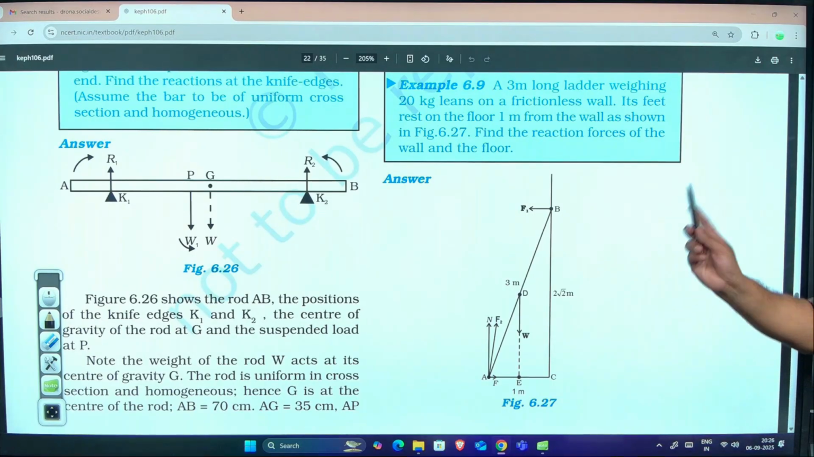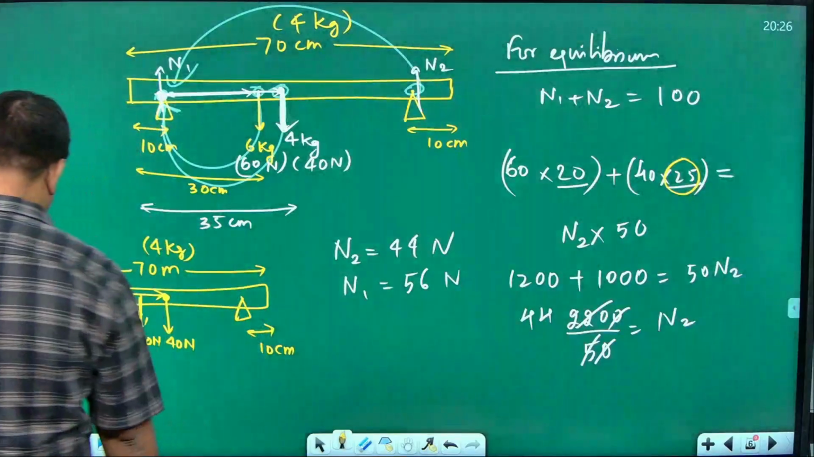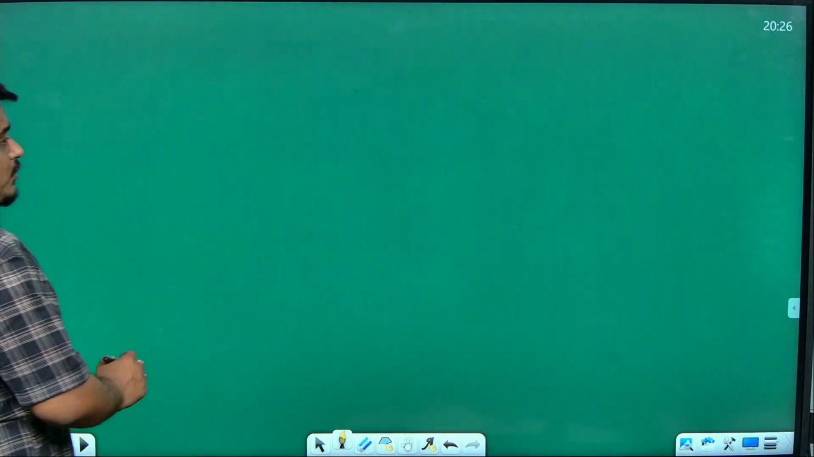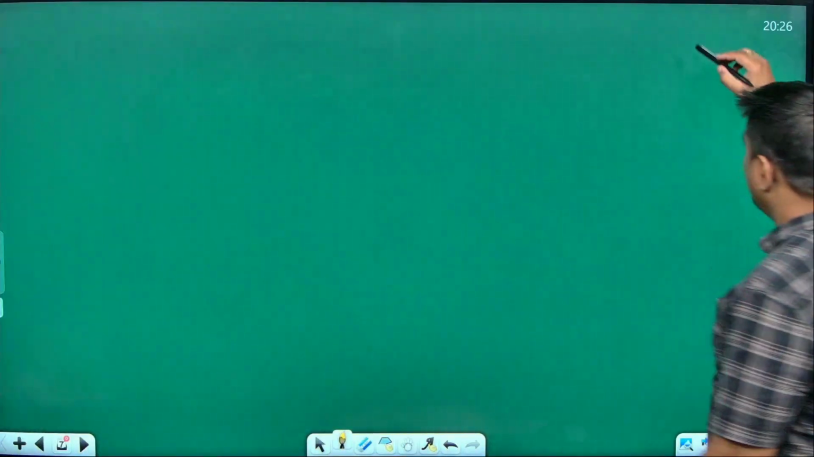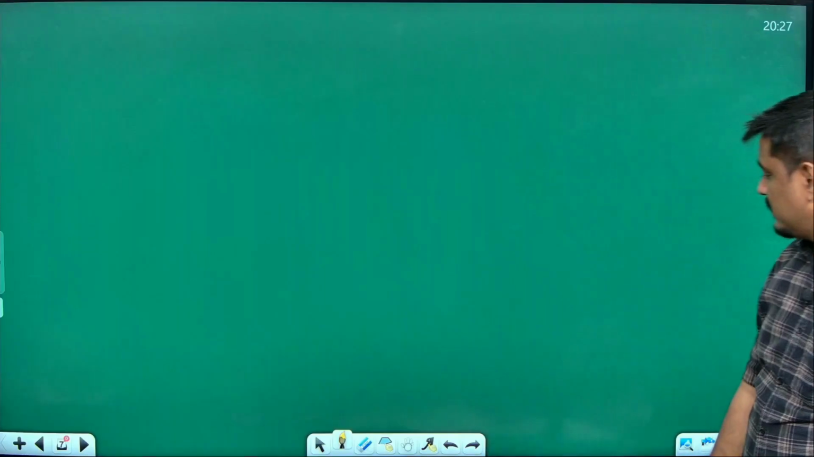Shall I draw the diagram on my board? A little better diagram. So how the question is, please pay attention. There is a wall here. I'll use some geometry box, no?